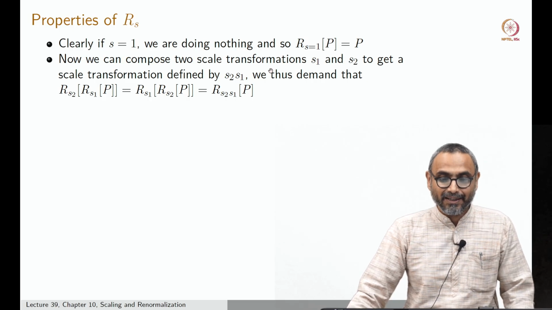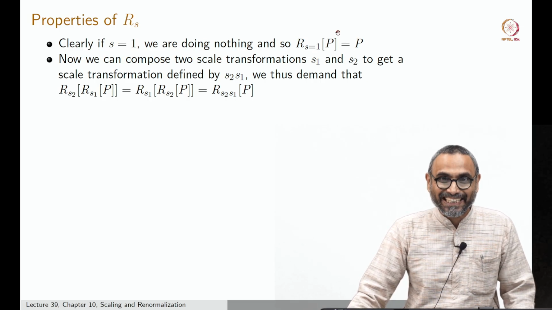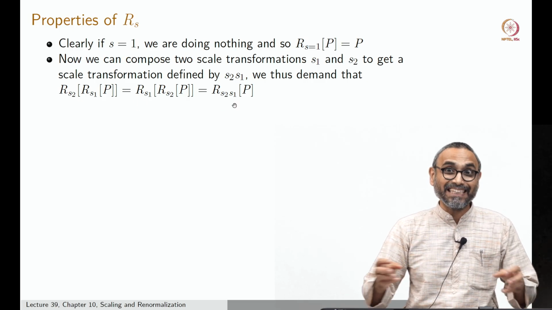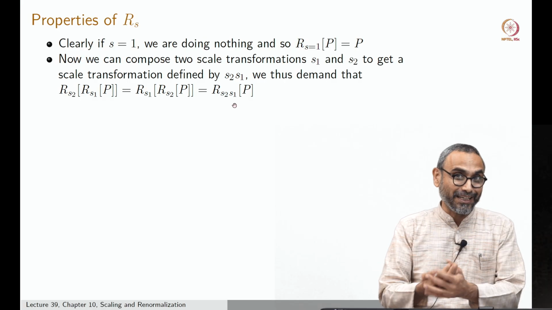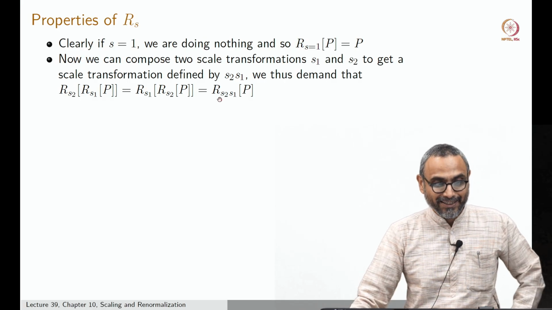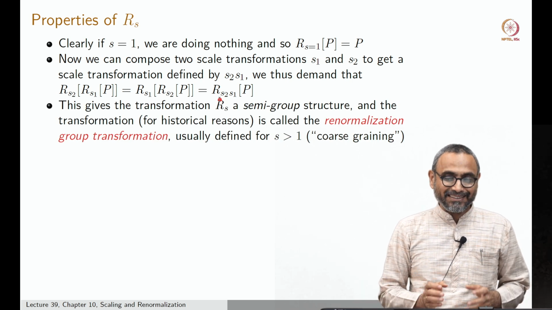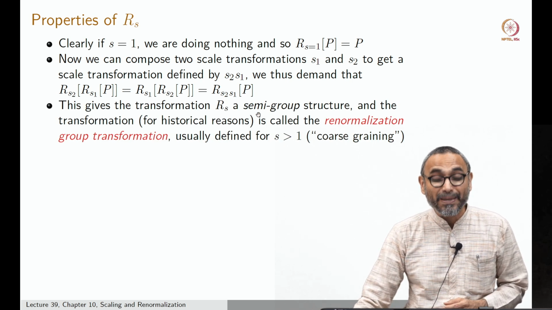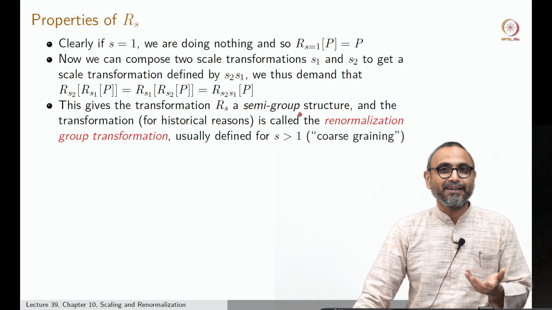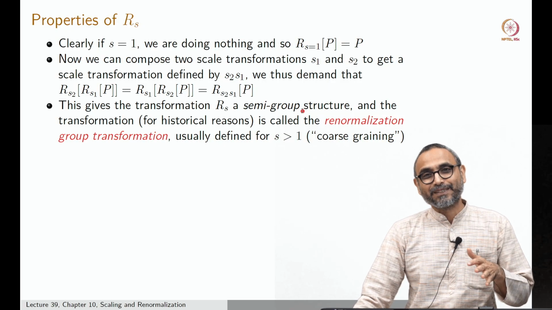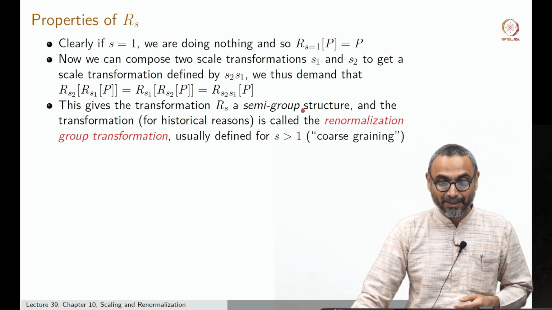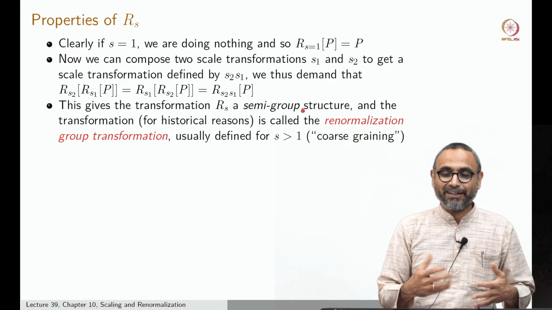So in some sense we have an identity transformation, and we have a transformation which says that composition should produce a new transformation in a unique sense. Okay. So what this gives for us is what is called a semi-group structure. Why semi-group and not group? Semi-group structure because we generally don't expect this to have an inverse.